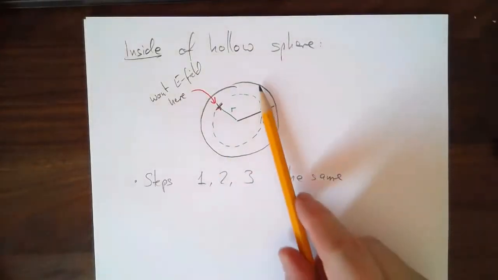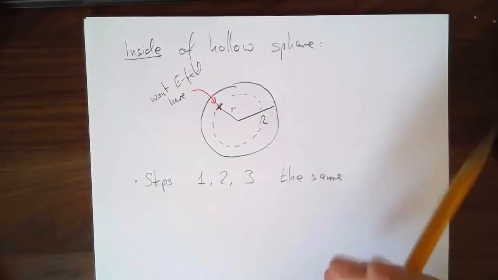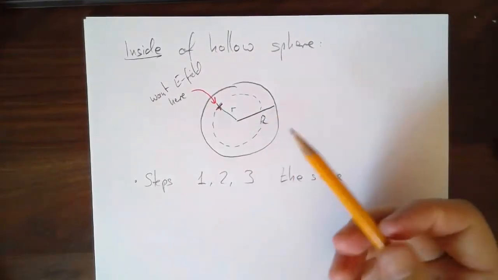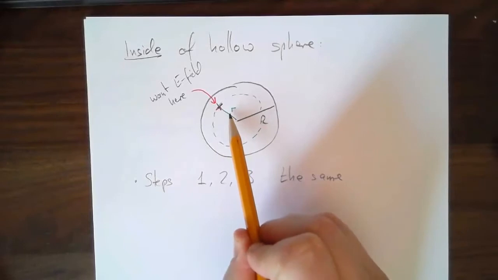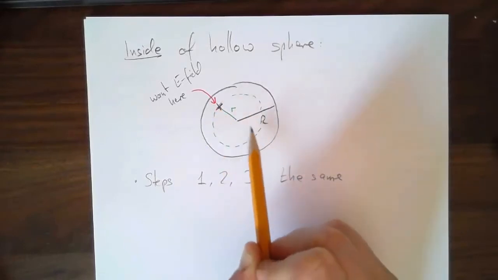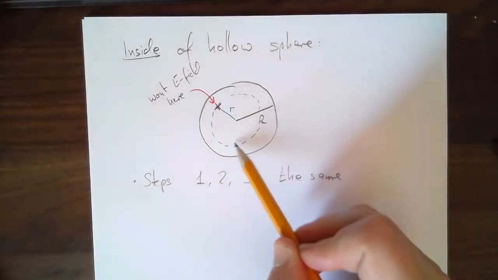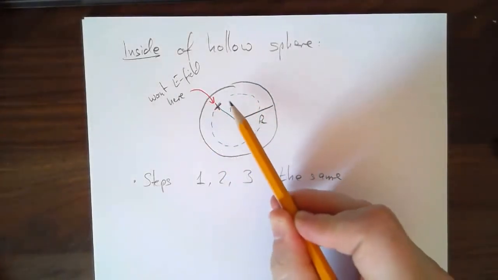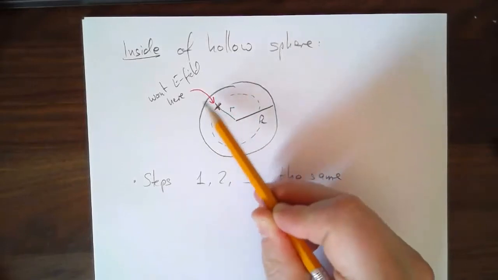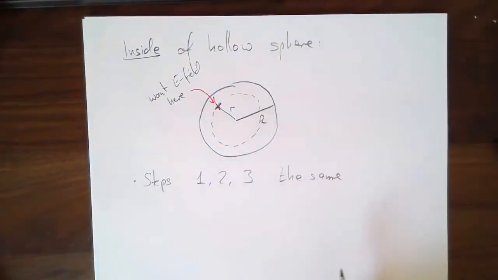So here's the picture, the same ball as before, radius big R. But now we're interested in the electric field inside, say a distance little r from the center. Now, the symmetries are all exactly the same, right? It's still spherical and so on. So steps 1, 2, and 3 work exactly as before. We just have picked a smaller Gaussian surface that is now on the interior of the charged sphere.